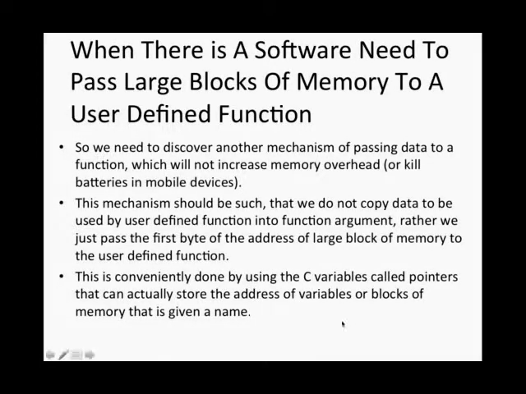And this is conveniently done by using a C variable type called pointers. Pointers can actually store addresses of variables or blocks of memory that have a name. So if you have a string that has a name, if you have the Bible stored in a string that has a name, if you have an array, a linked list, those have a name.